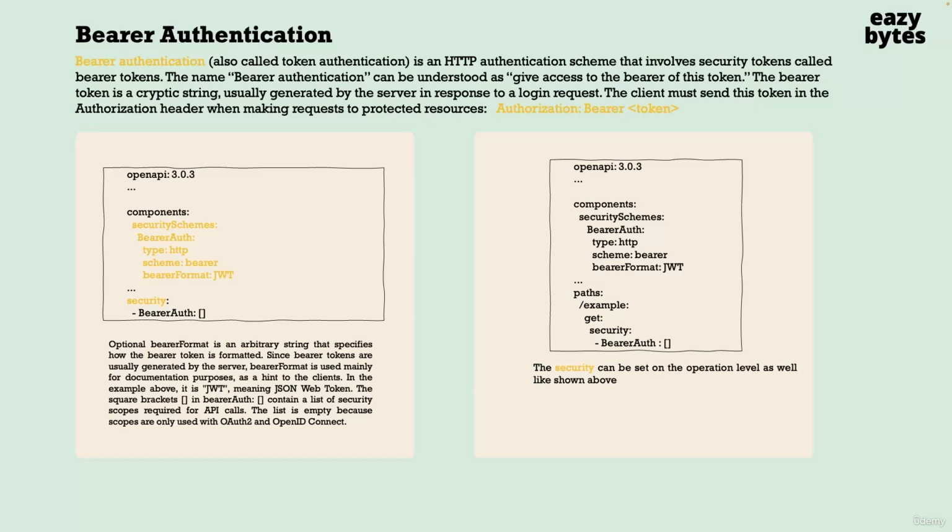And the security scheme of bearer authentication can be referred to in the same way as we have done for HTTP basic authentication. Even for bearer authentication, the scopes will be empty. That's why you can see the square brackets do not have any values inside them. So I hope this is all clear to you, what HTTP basic authentication is and what bearer authentication is, and how to describe this inside the OpenAPI specification.